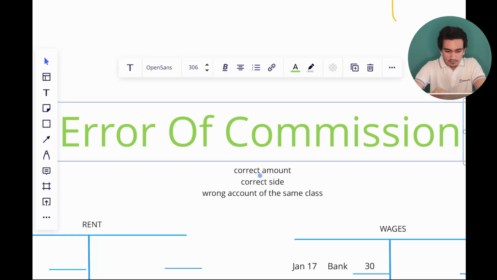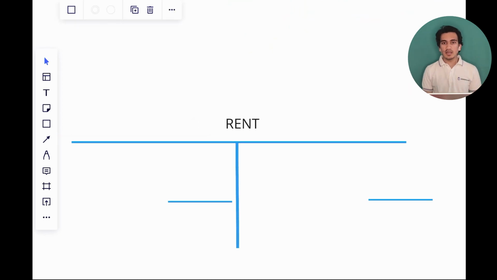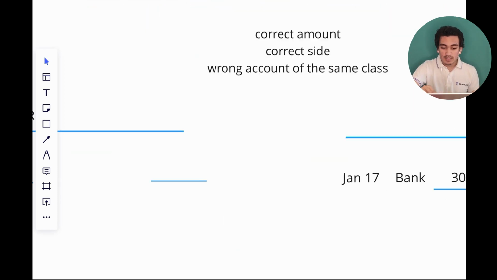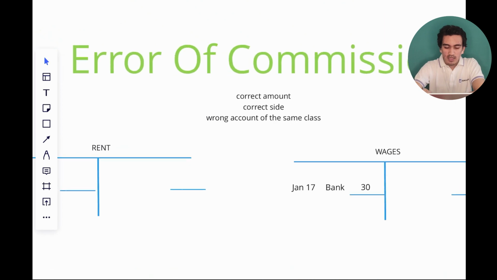For example, in my expense class over here, rent. I paid rent of $30, but I forgot to add $30 to my rent account. Instead of that, I by mistake added that $30 to another expense of the same class, which is wages. So this won't affect my balance because both have a debit balance, but it's still an error, known as the error of commission, when you add the amount to the wrong account.